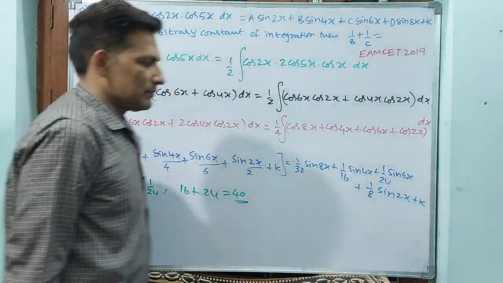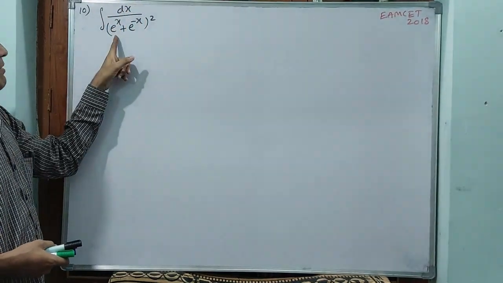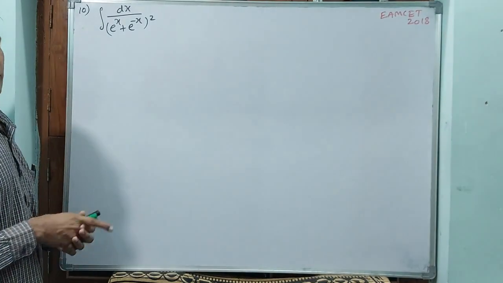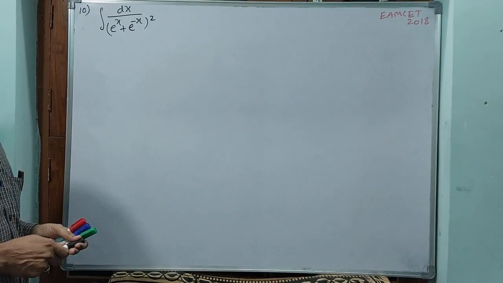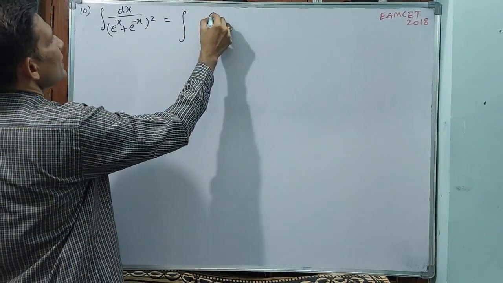Let us go for next question. Okay. See question number 10. Integral dx by (e power x plus e power minus x) whole square. This question is asked in Eamcet 2018. How to solve this question? Okay, proceed simply. Why? Because directly you cannot say how to proceed.